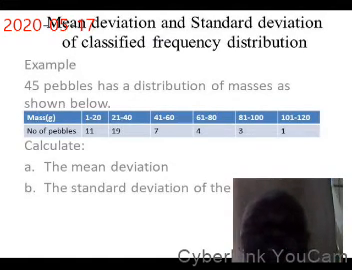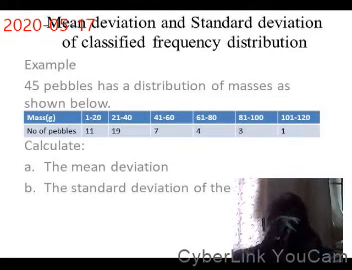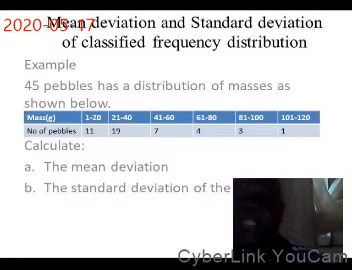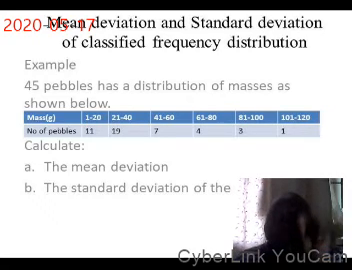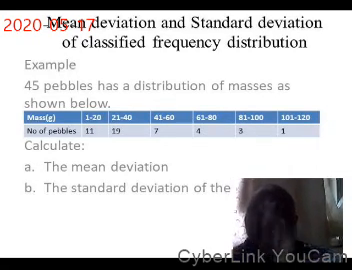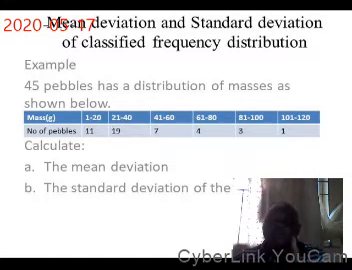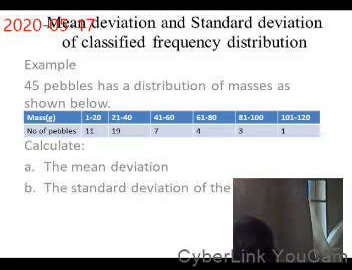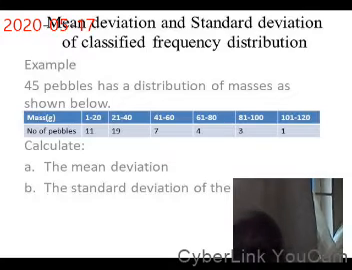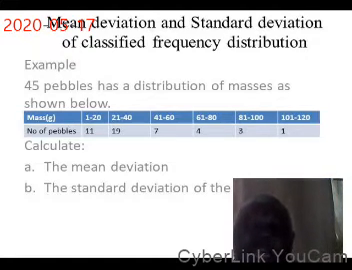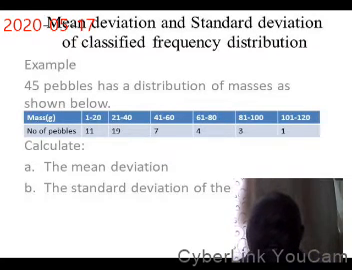Unlike the one we have done in the previous class, where we simply have the frequency and the score and we multiply them, here we don't have a specific mark. For instance, those pebbles that have the mass between 1 and 20 are classified in one group. Then those that have the mass of 21 to 40 are in another group. Then 41 to 60 in another group, and so on and so forth.